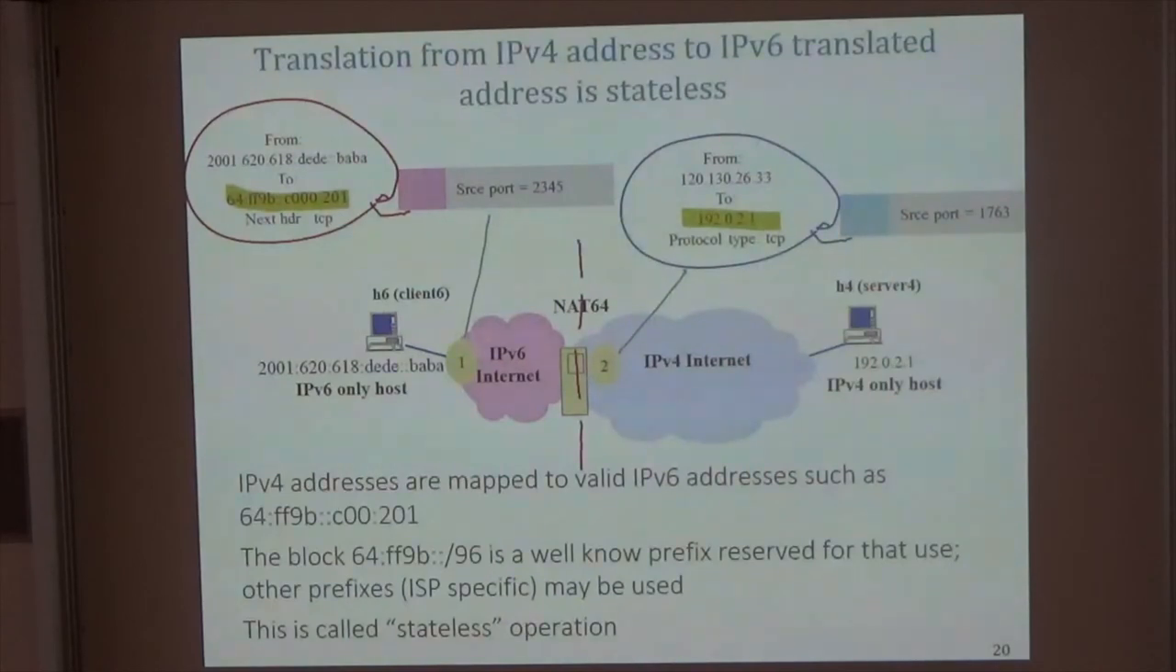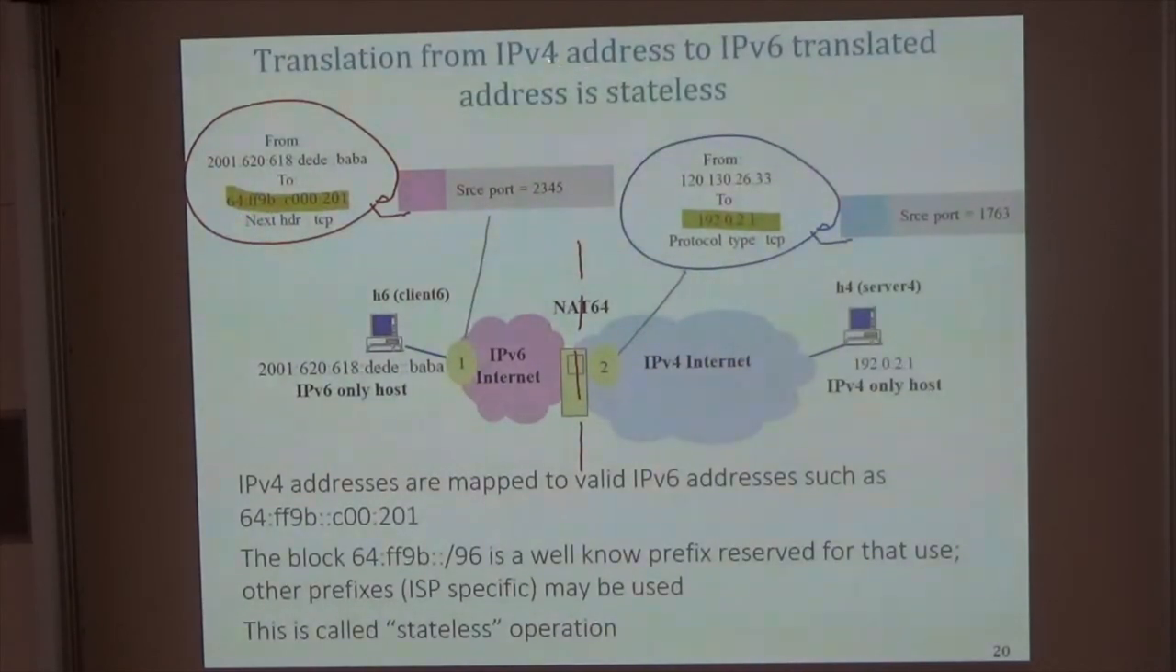Now, the problem is not difficult because of what? Because the IPv6 space is huge compared to the IPv4 space. So it's easy to reserve a block of IPv6 addressing space and map all the IPv4 addresses to this subset. This is what is done. By default, you have a prefix, which is this one, 64:FF9B. So 64, right? It's not 64. So 64:FF9B, and as many zeros as necessary.